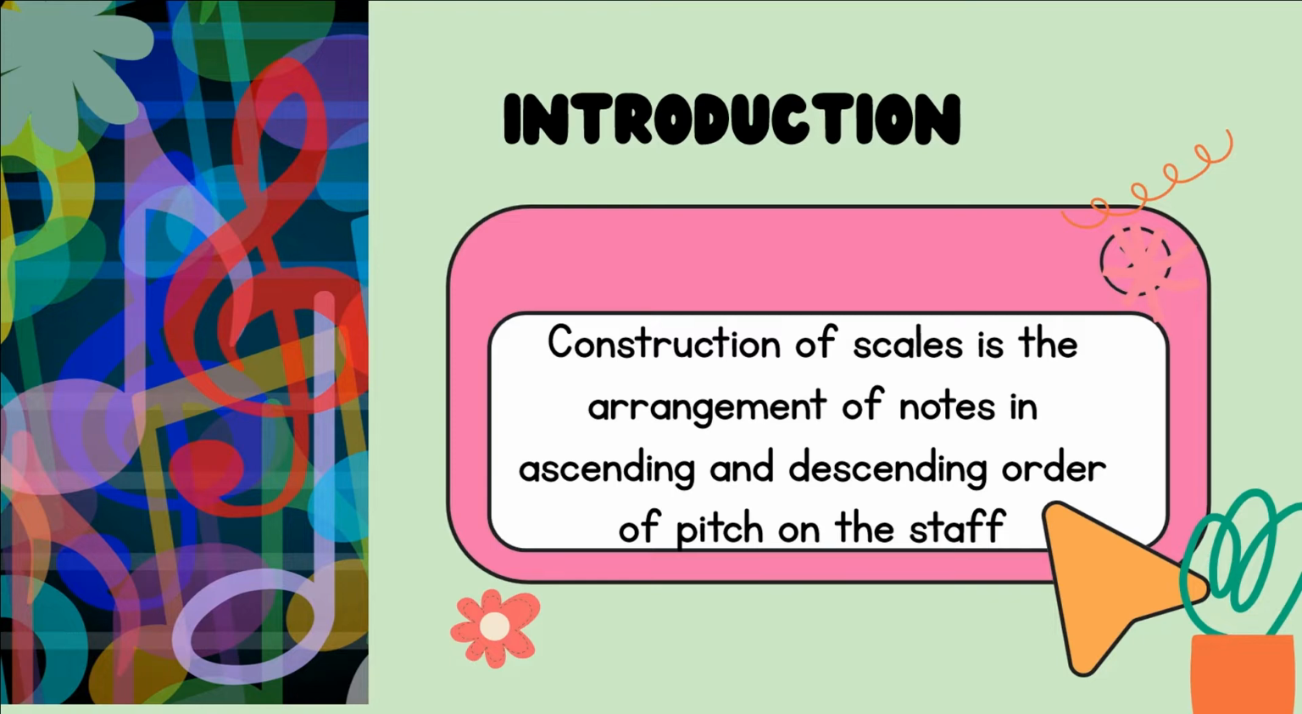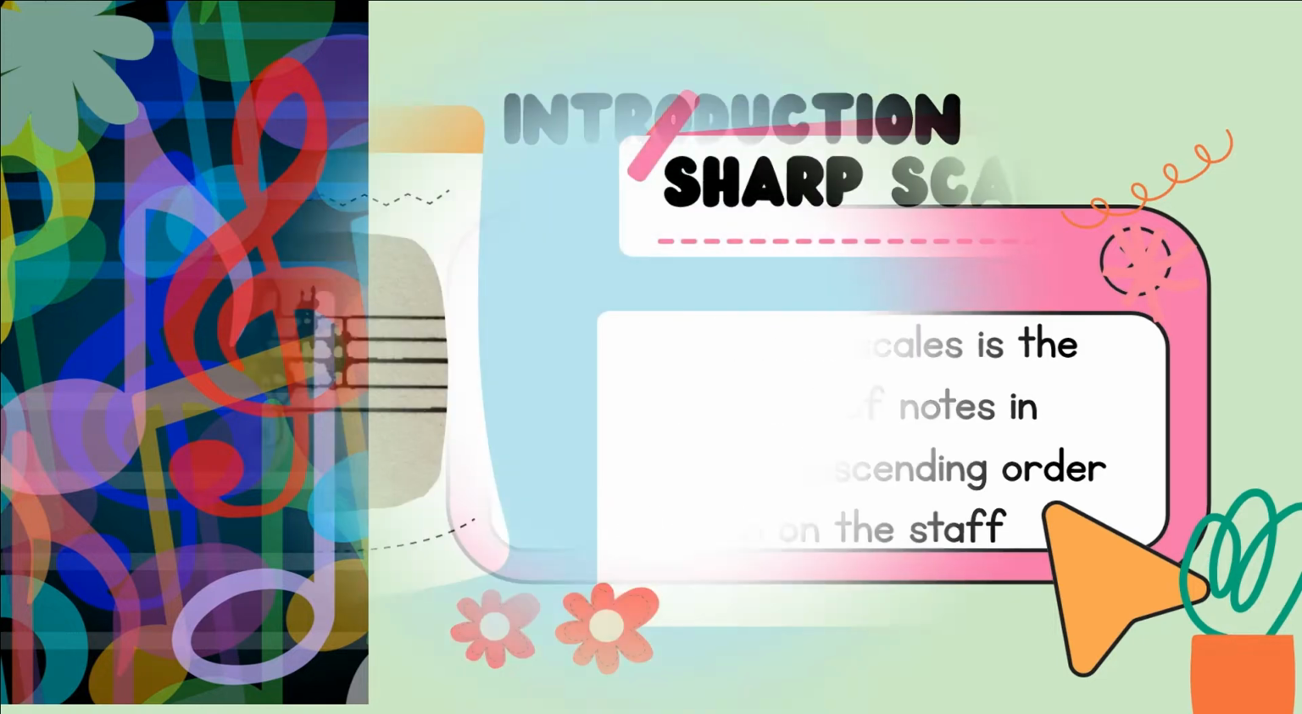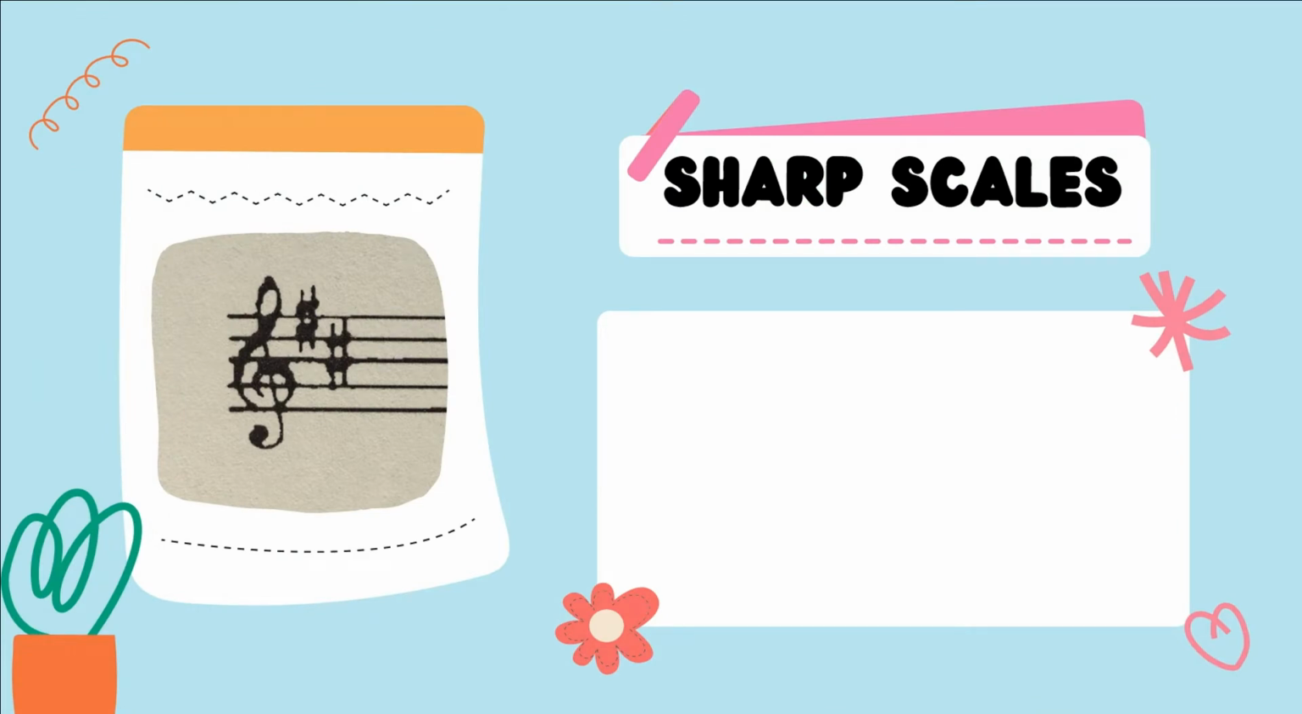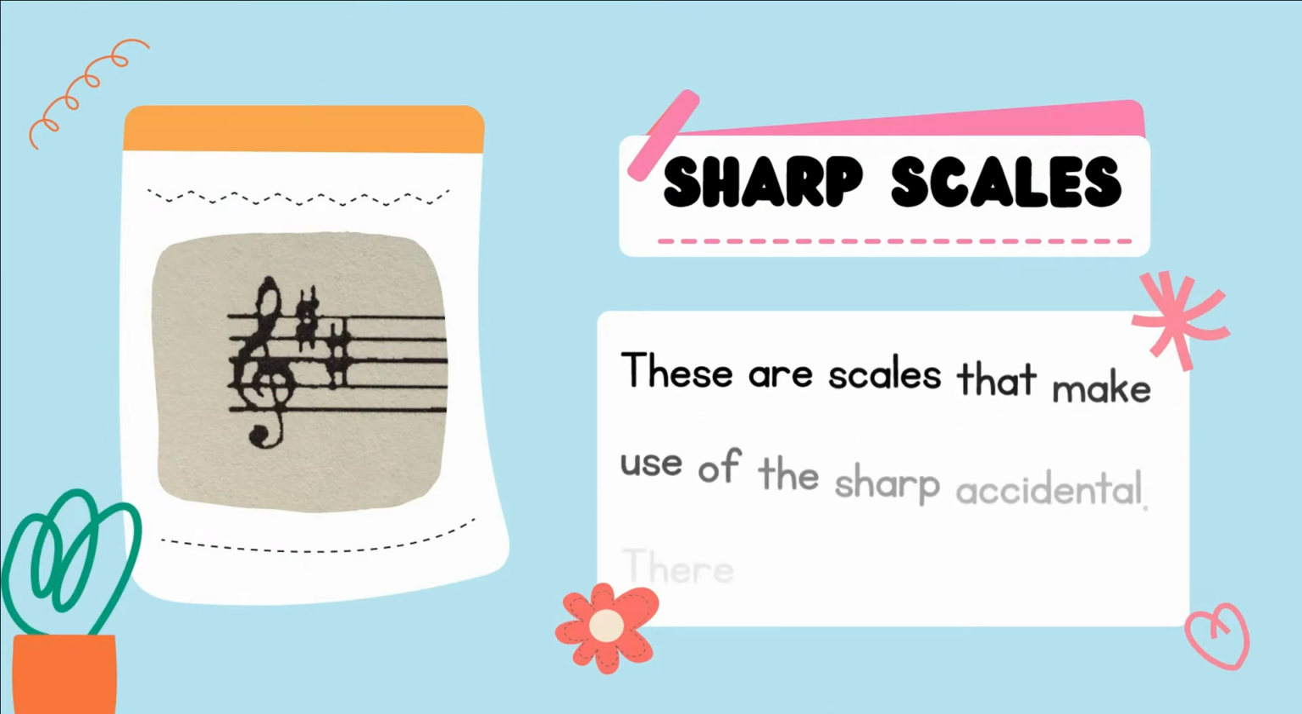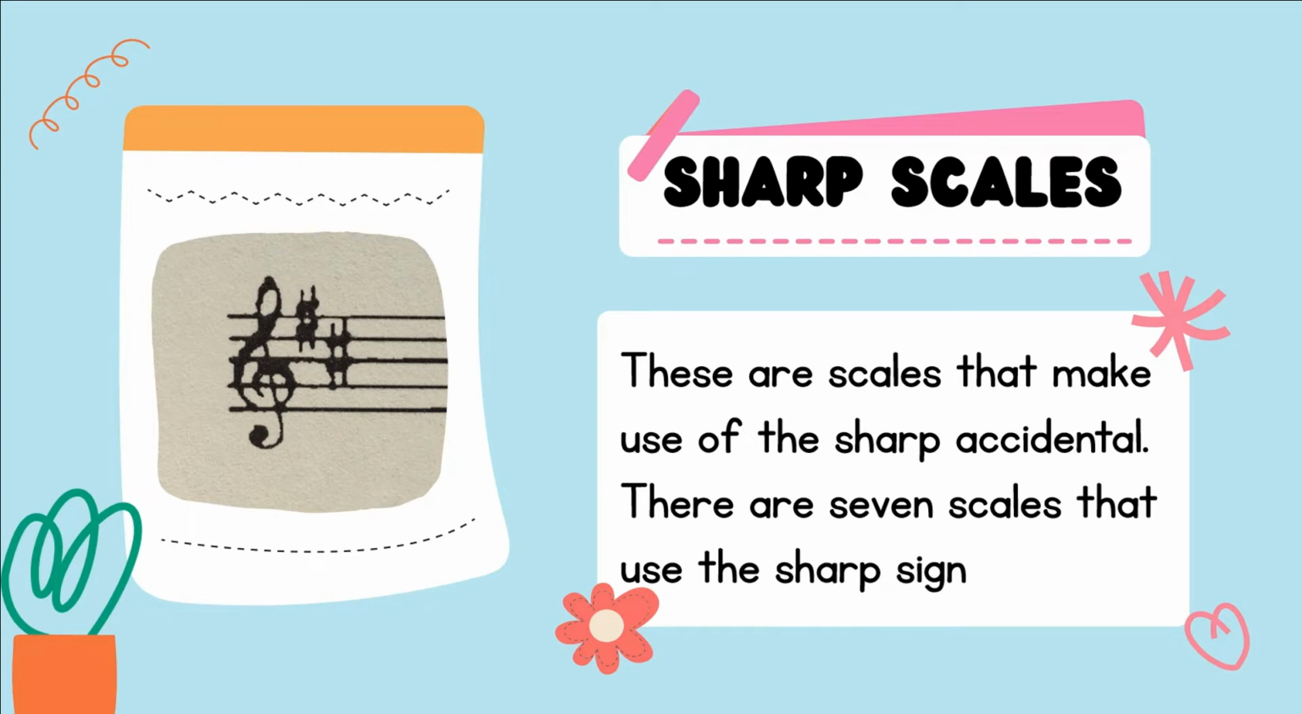And then when we are referring to sharp scales, in this case, we are talking about scales that make use of the sharp accidental. And these scales are 7 in number. We have the one that makes use of 1 to the one that makes use of 7. Of course, you remember, just as we have sharp scales, we also have the ones that use the flats. They're equally 7 in number.